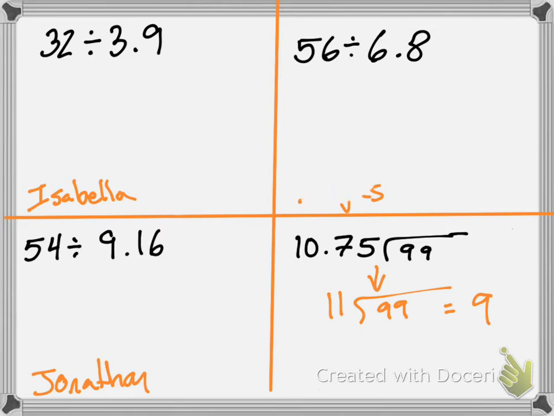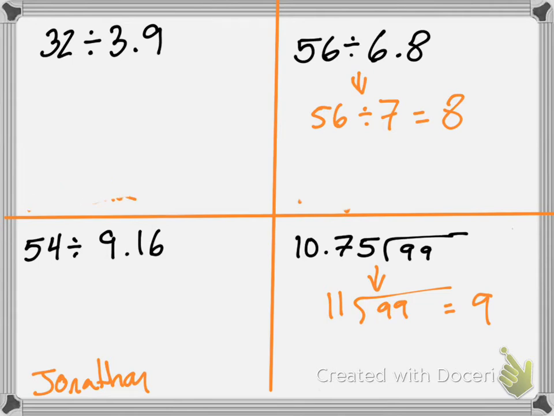Elias, what about you? What did you do? I rounded 6.8 up to 7. Then divided 56 by 7, and I got 8. Do we agree? Do we disagree? We agree. Yes, that's awesome.